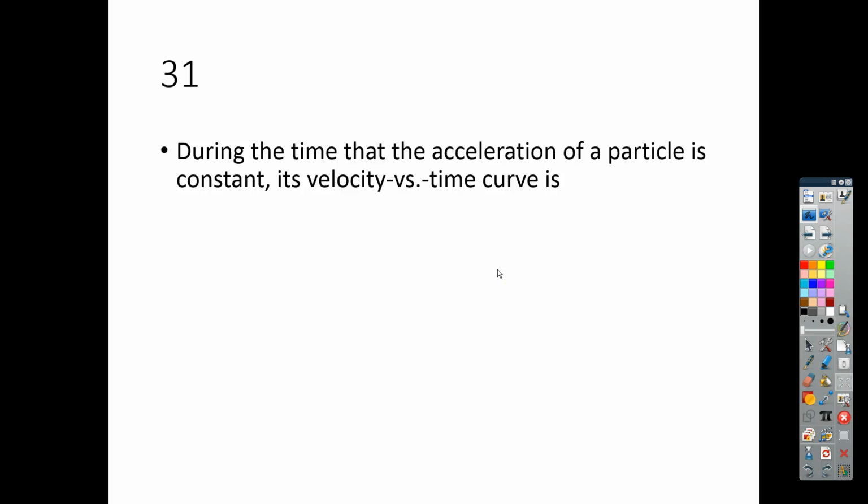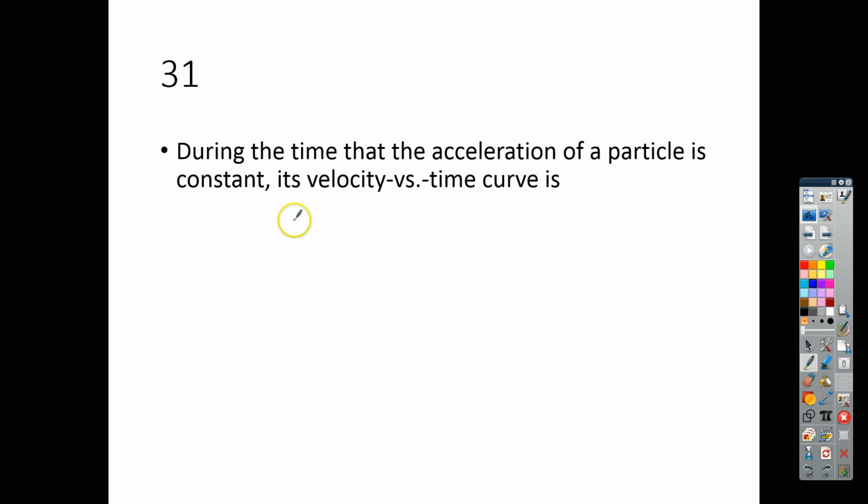All right, this is Horner again, and we're going to go through number 31 through number 40 for the 1D Kinematics multiple choice pretest for this year. The first question here says, during the time that the acceleration of a particle is constant, its velocity versus time curve is, so we need to figure out what does this look like.